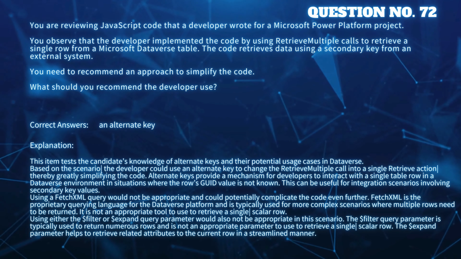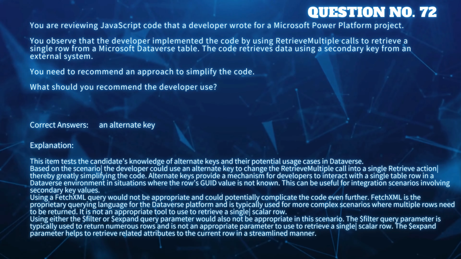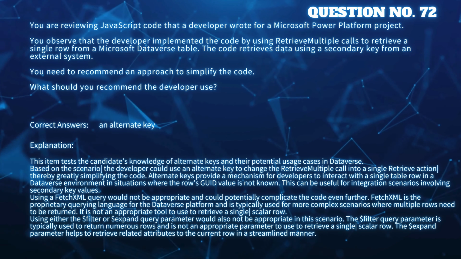Based on the scenario, the developer could use an alternate key to change the retrieve multiple call into a single retrieve action, thereby greatly simplifying the code. Alternate keys provide a mechanism for developers to interact with a single table row in a Dataverse environment in situations where the row's GUID value is not known. This can be useful for integration scenarios involving secondary key values.